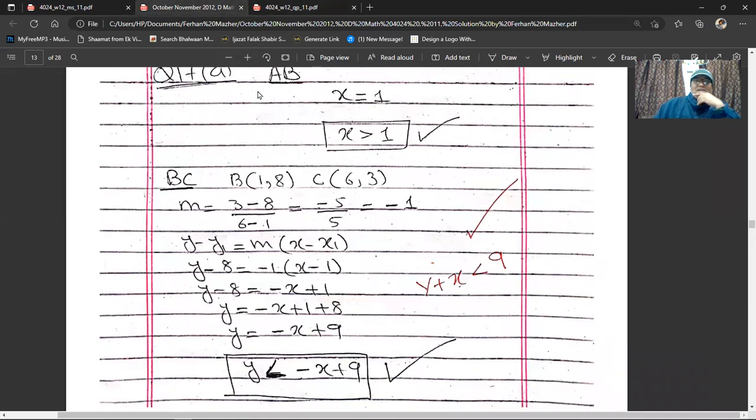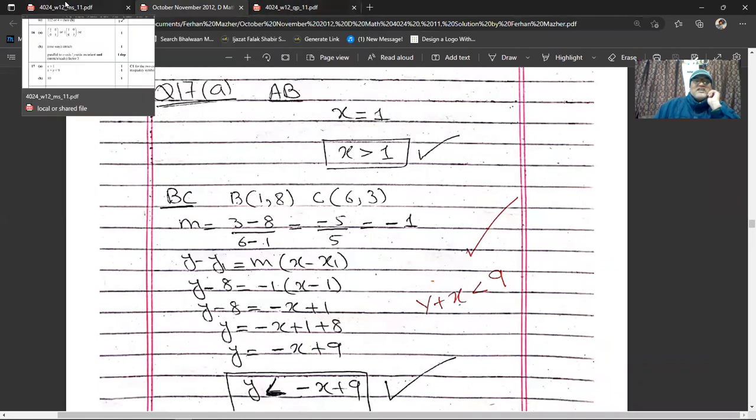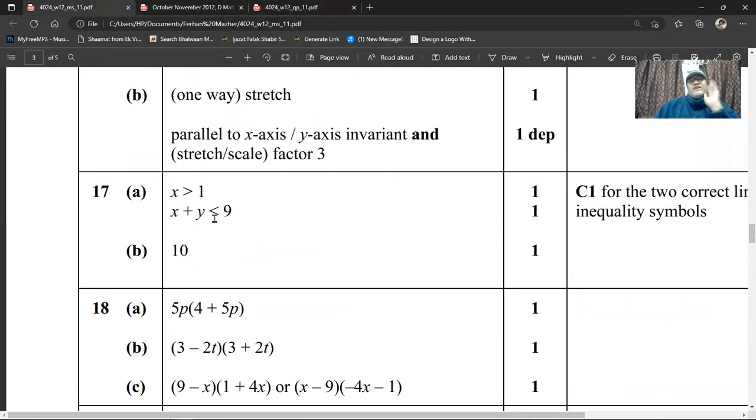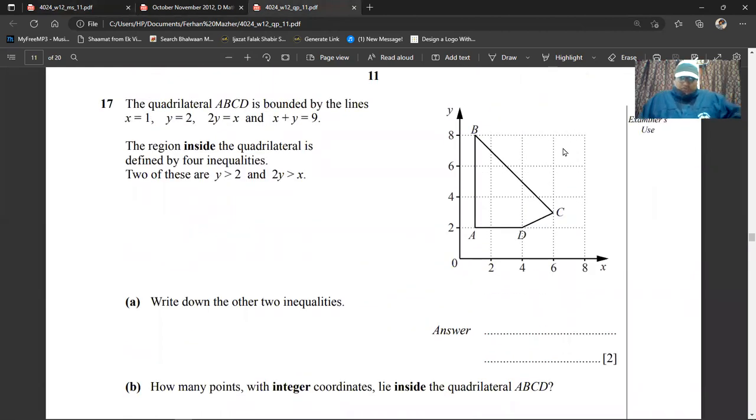I hope you can see question number 17a part. These are the two inequalities, and let's check from here also. Yeah, our answers are right, sir. Okay, so the next question is how many points with integer coordinates lie inside the quadrilateral ABCD? So we have to tell how many points are inside here whose coordinates are integers.